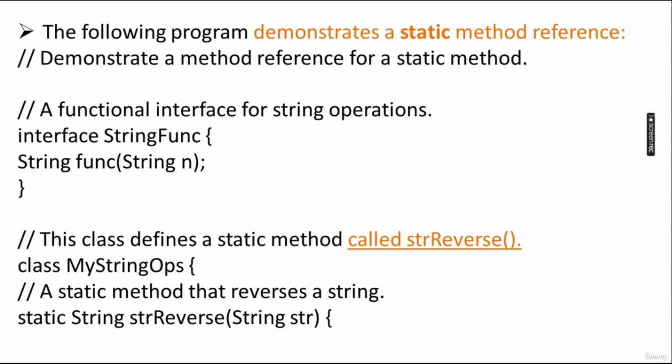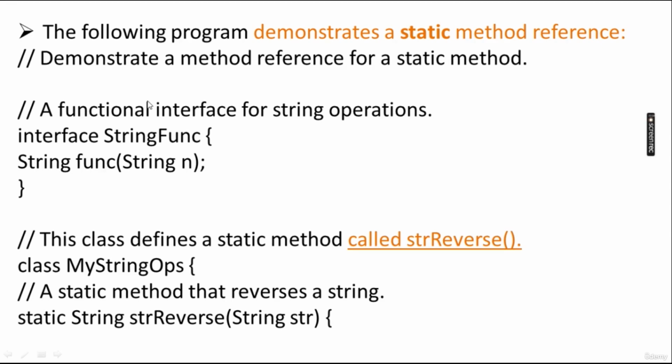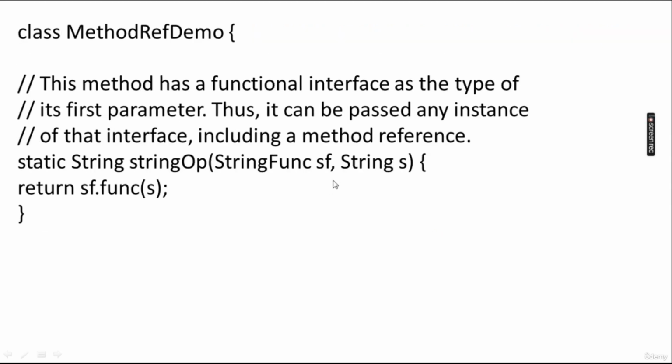Now, the following program demonstrates a static method reference. A functional interface for string operation, interface StringFunction, has one method, string function, with a string n as a parameter. And now this defines a static method called stringReverse. This is the static method, so this can be called without using the object of MyStringOps. We can directly call it. What we are doing here is reversing the characters inside the string and returning the result.